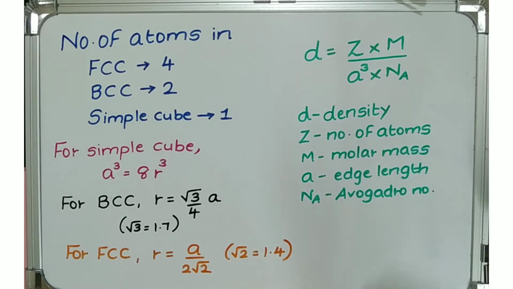We have the density formula here, D is equal to Z into M upon A cube into NA. Now D stands for density, Z for number of atoms which I have written over here, M is the molar mass or the atomic mass, A is the edge length, NA is the Avogadro number. So let's solve some numericals based on these formulas.